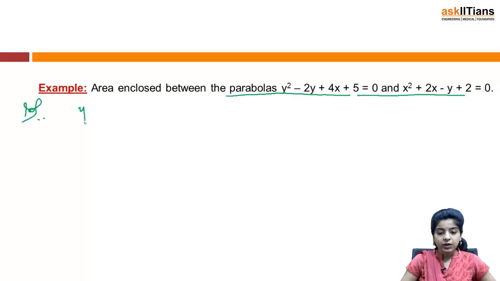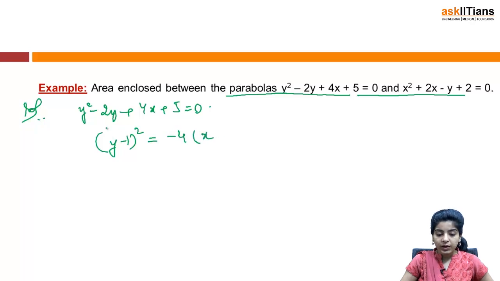So the first equation is y square minus 2y plus 4x plus 5 equal to 0. Let me try to convert it into some standard form so that we can recognize what sort of parabola this is. So y square minus 2y I have, so I will make it in the form of y minus 1 whole square equal to minus 4x. We have y square plus 1 minus 2y, so these terms have been utilized. Then we have equal to minus 4x, then we will have minus 5, but I have added 1 here, so I will have it as plus 1. This is my equation 1.